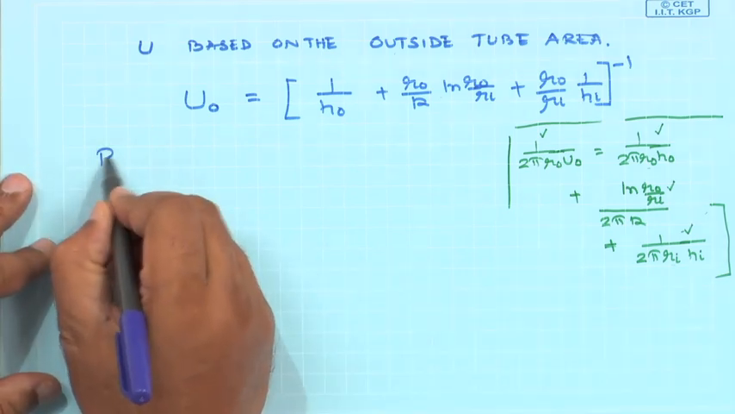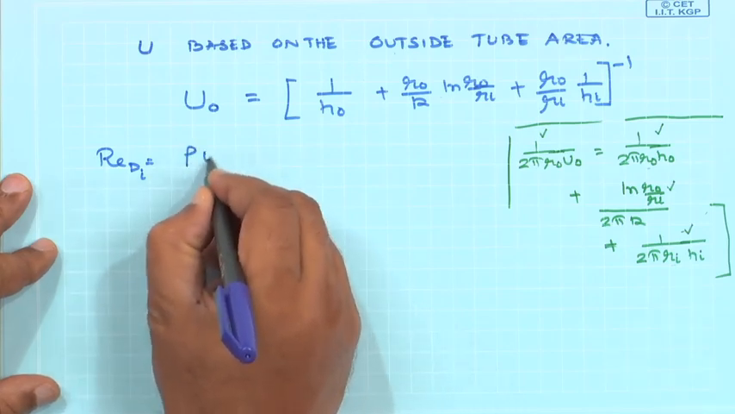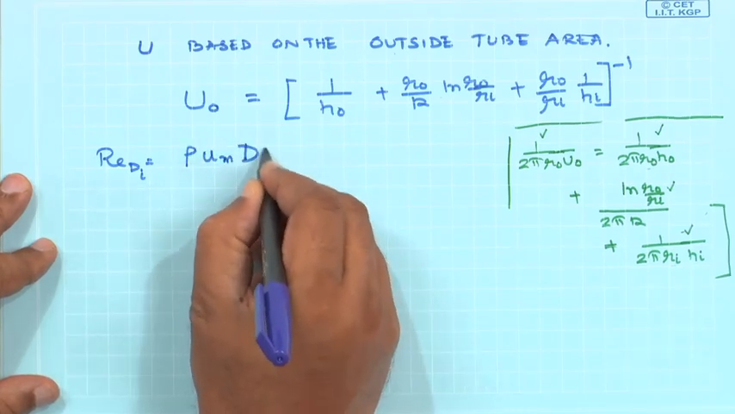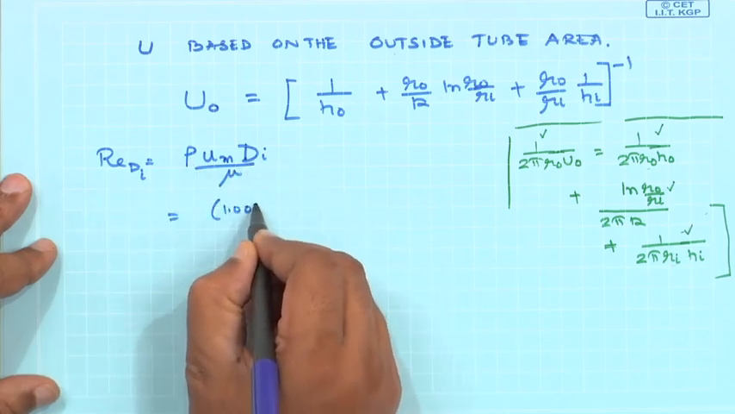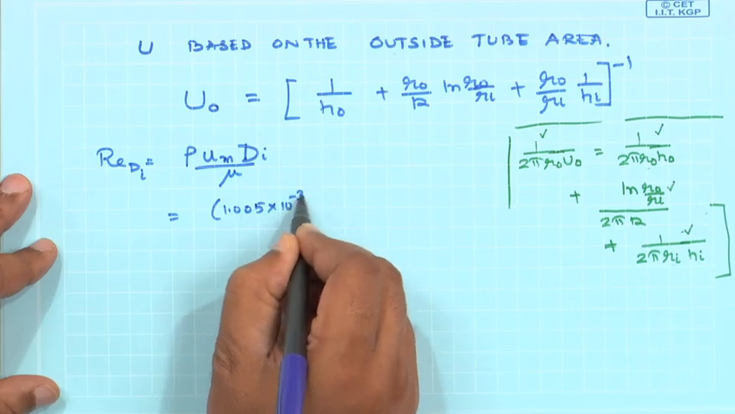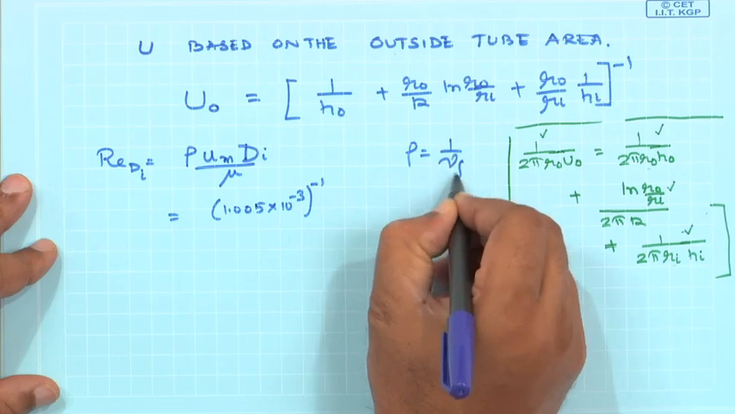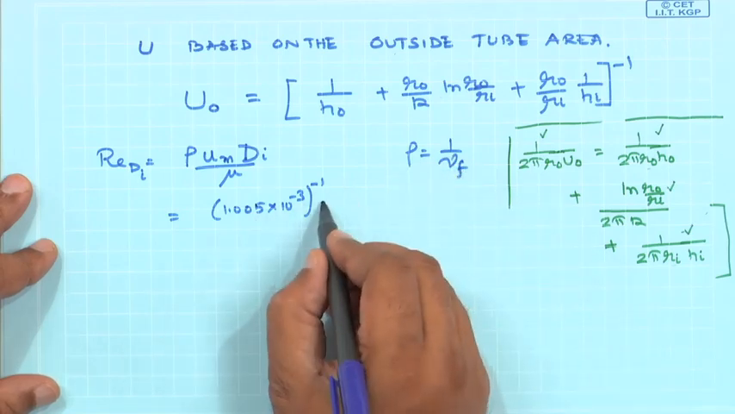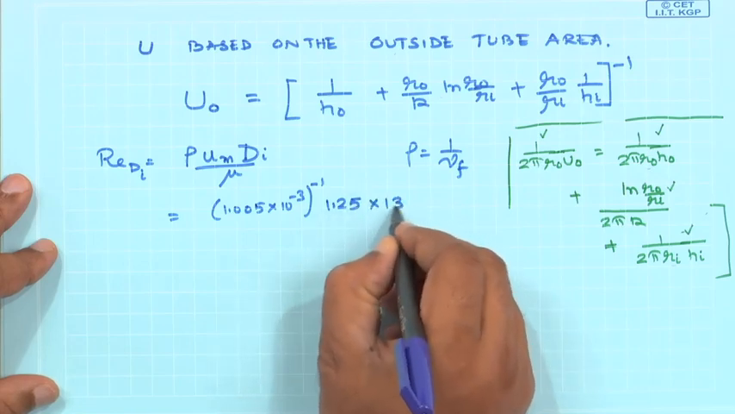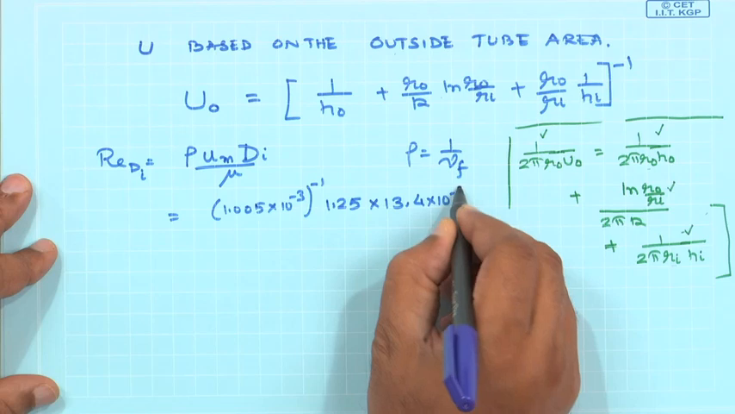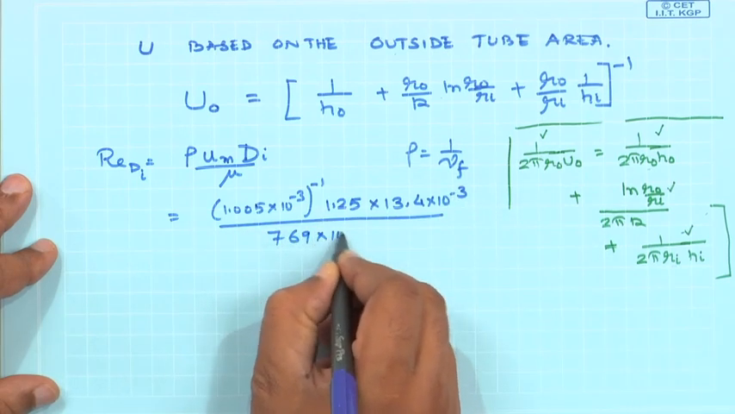In here, we know that the Reynolds number based on diameter, and this is the inner diameter, would be rho U_m d_i by mu. So, when you plug in the values, rho is simply 1 by v_f, and v_f is known over here, which is 1.005 into 10 to the power minus 3, to the power minus 1, times U_m of 1.25, and d_i is 13.4 into 10 to the power minus 3, and the viscosity mu is 769 into 10 to the power minus 6.